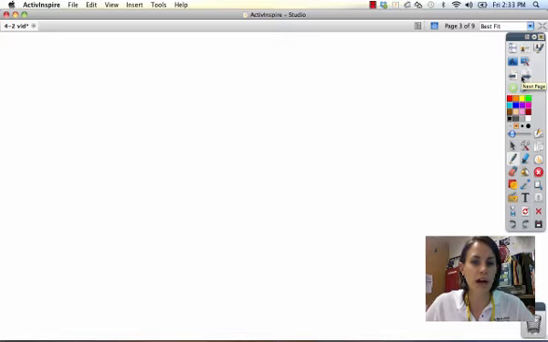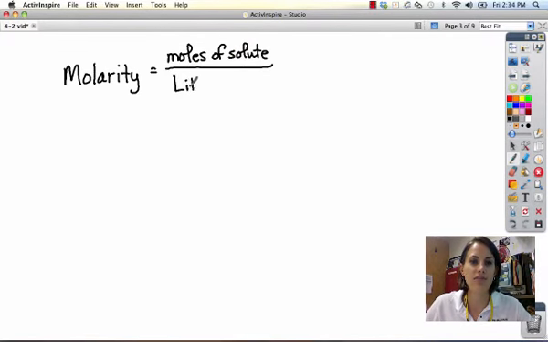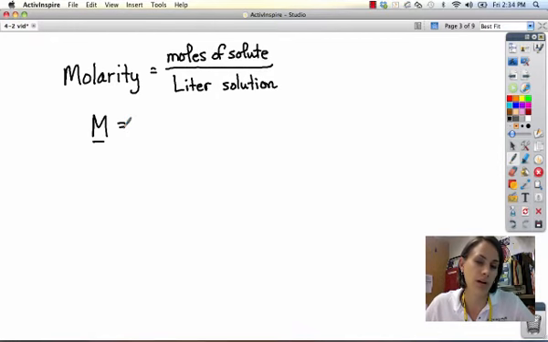For the formula that I need to write, molarity equals moles of solute divided by liters of solution. And I can abbreviate that using a capital M. And we can underline it for good measure because that will set it apart from other letters later on. So capital M equals moles, MOL, over liters, capital L for liters.